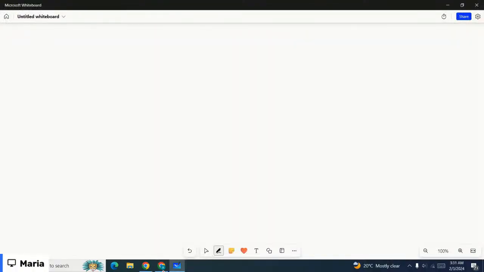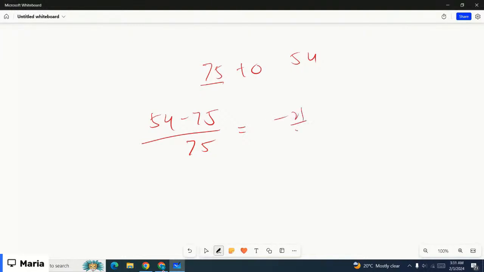75 to 54, right? You need to calculate the rate of change. So you need to calculate the difference between them, 54 minus 75, and the original is 75, right? So 54 minus 75, that is negative 21.